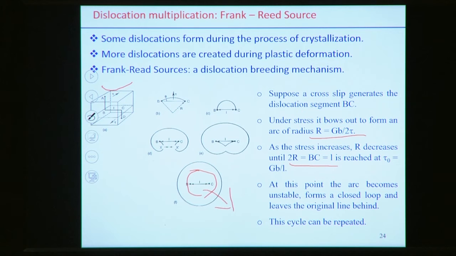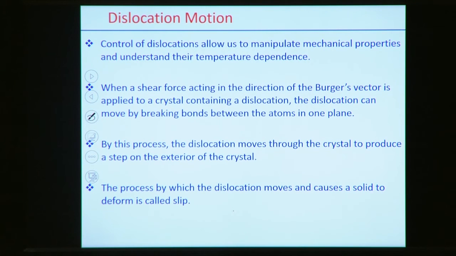So by using the finite source dislocation generation mechanism, we can explain that there is a generation of dislocations during the deformation of the material. Now, next we try to discuss dislocation motion. The control of dislocations allows us to manipulate different mechanical properties and understand their temperature dependence.